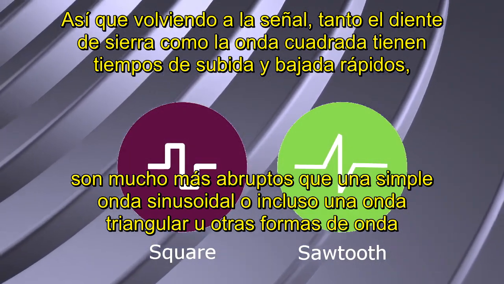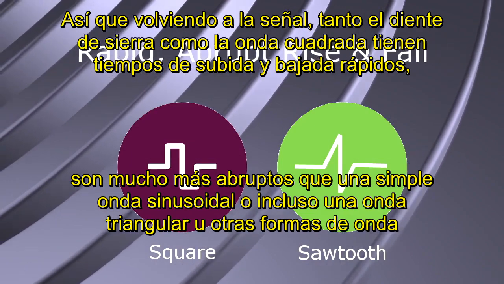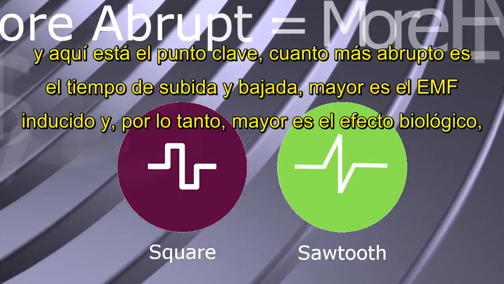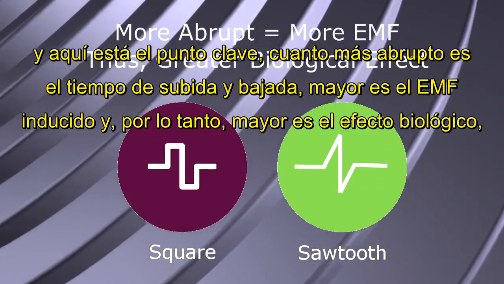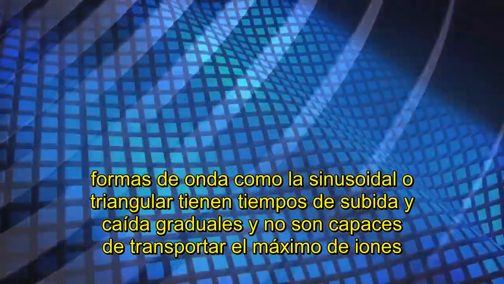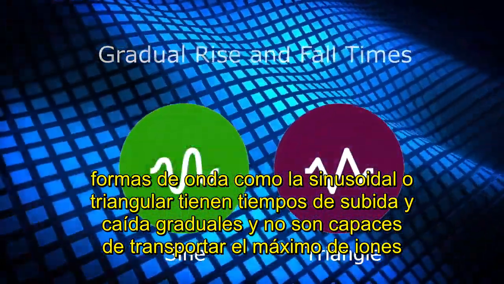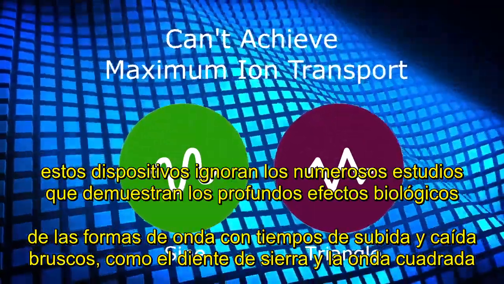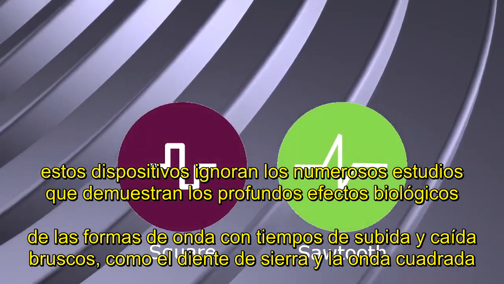Both the sawtooth and square wave have rapid rise and fall times that are far more abrupt than a simple sine wave or even a triangle wave or other waveforms. And here is the key point. The more abrupt the rise and fall time, the greater the induced EMF, and hence the greater the biological effect. Waveforms like a sine wave or triangle wave have gradual rise and fall times and are not capable of maximum ion transport. These devices ignore the many studies that demonstrate the profound biological effects of waveforms with sharp rise and fall times, such as the sawtooth and square wave.